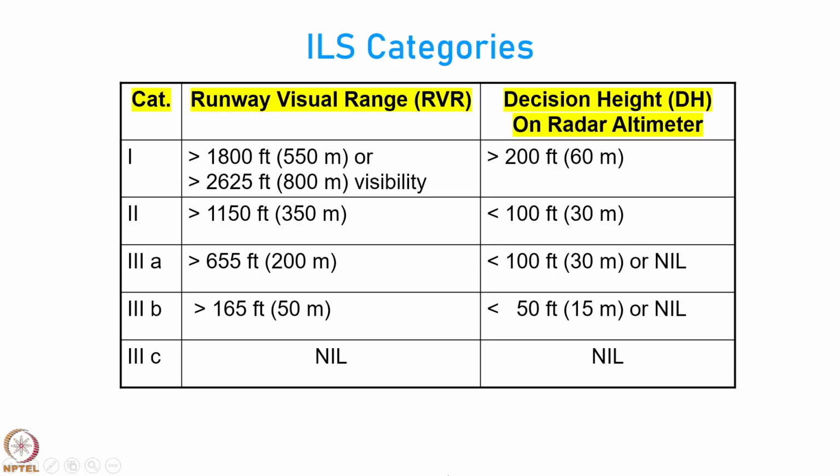So, here is a table that shows all categories in one shot. You can notice that as we go down from category 1 to 2 to 3A, 3B, 3C, the RVR generally reduces from 550 meters to 50 meters and nil, and the decision height reduces from 60 meters to 30 meters to 15 meters to nil.